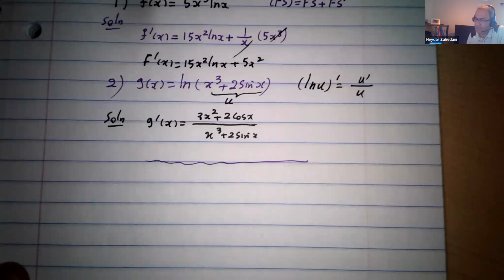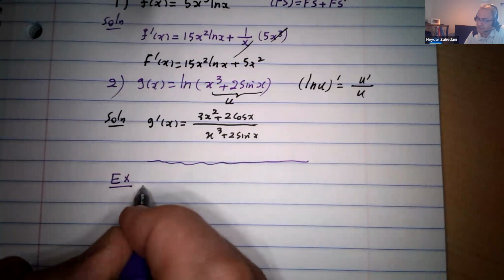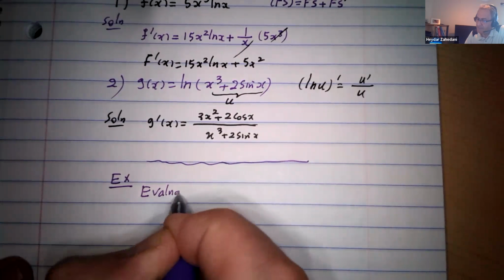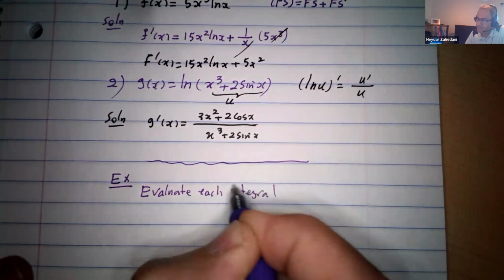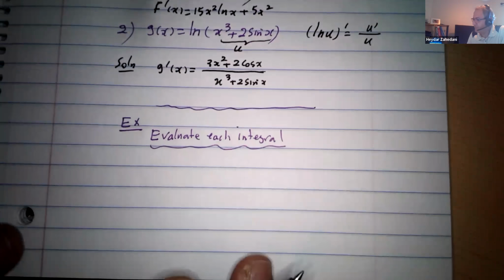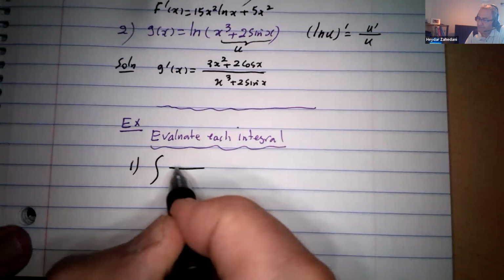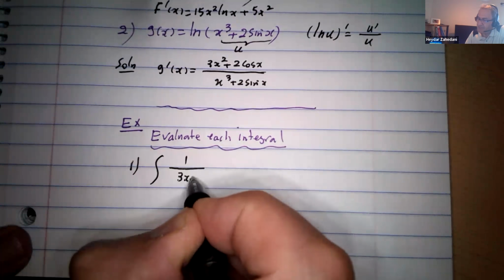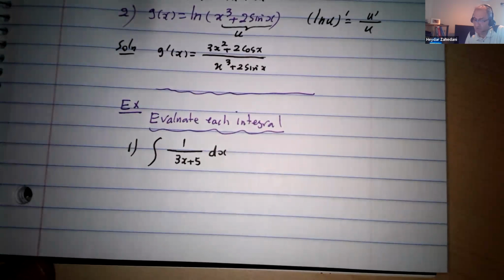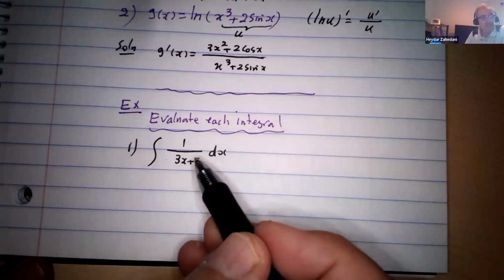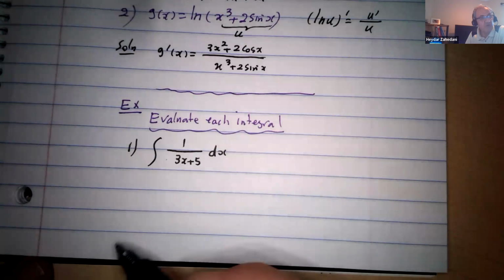Now integrations, much more important. So we want to evaluate each integral. Evaluate each integral. Again, it's going to be a very popular form. The first one is going to be the integral of 1 over 3x plus 5 dx. You see, as a rule, if there is a parenthesis here, raised to something, you move it up. If there is no parenthesis, no power, you stay where you are.